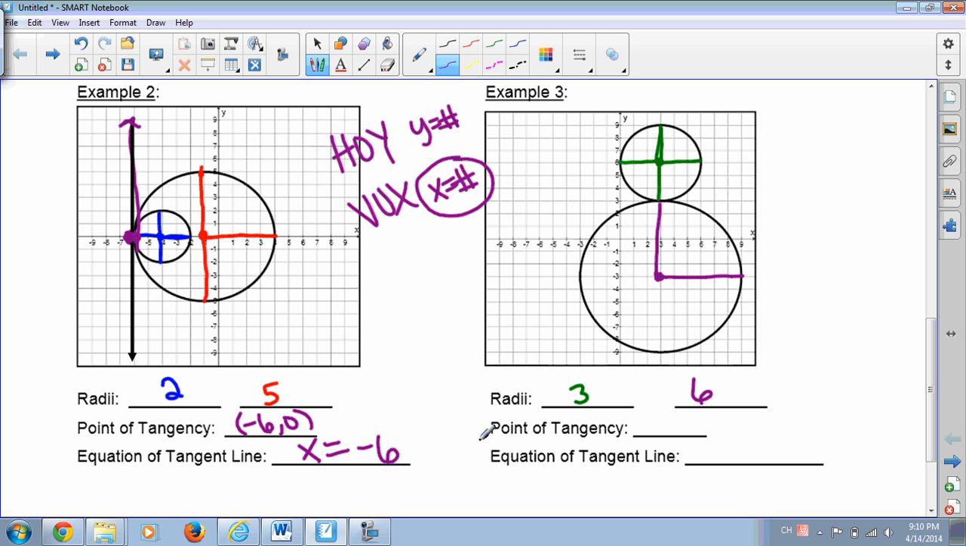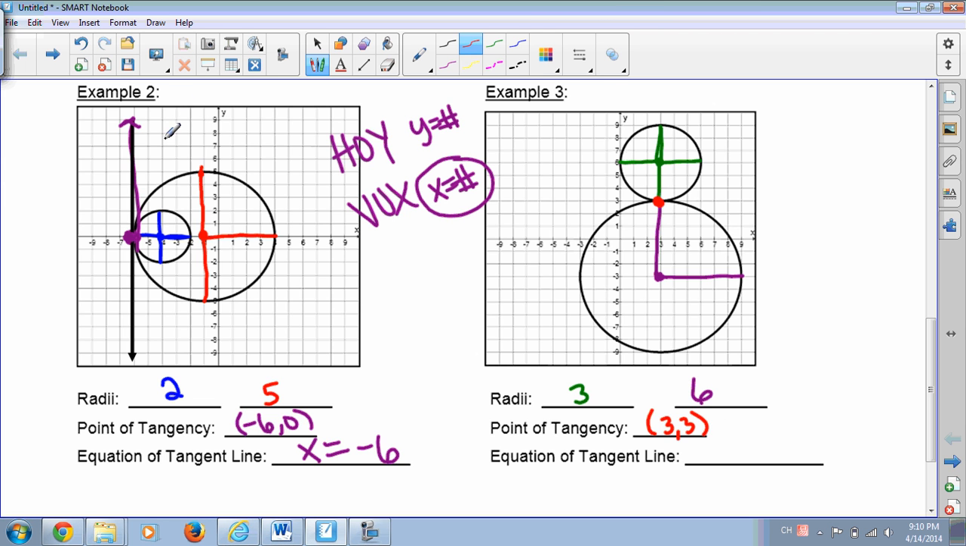And the point of tangency, again, is where the two circles share a point where they touch. And it looks like it is right there. So that point is at right 3, and up 3. So the point of tangency is at 3, 3.